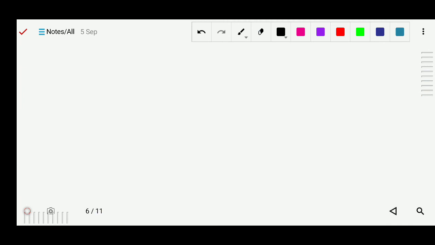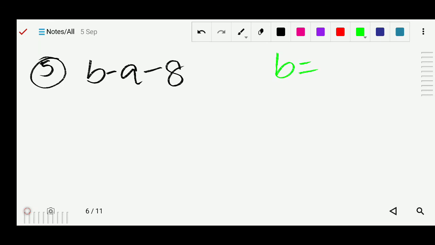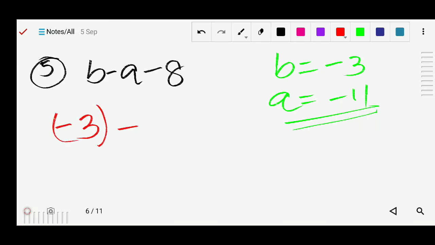So here I am going to solve question number 5. B minus A minus 8. Here it is already given: B's value is given minus 3 and A's value is given minus 11. These two are given. So first we will put the values in this expression. Here we can write minus 3 in the place of B, and then there is A. So what is the value of A? Minus 11. You just see here this minus sign, I just write it the same. The value of this full A is minus 11. That's why I kept it in the bracket, so it will be easy to solve.